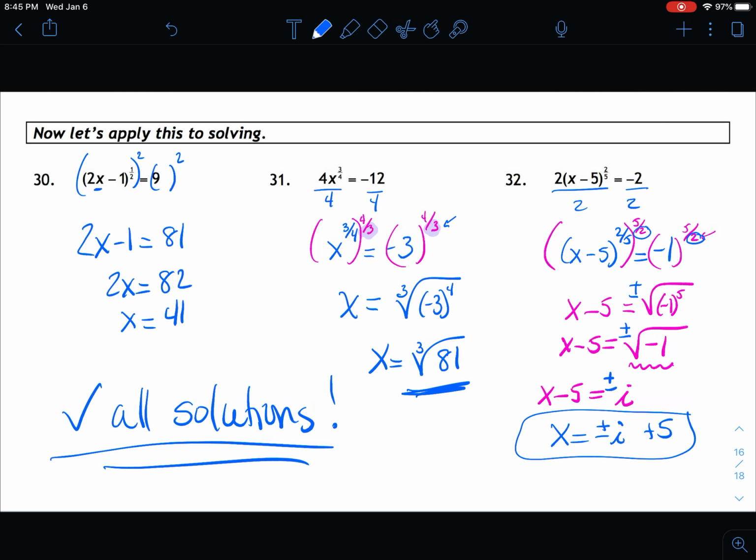Okay, we're going to continue to explore solving, but make sure you have that handout filled out, and that's what you can put in for your notes for this lesson.